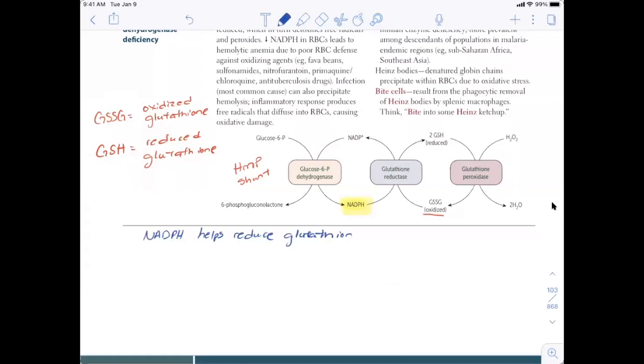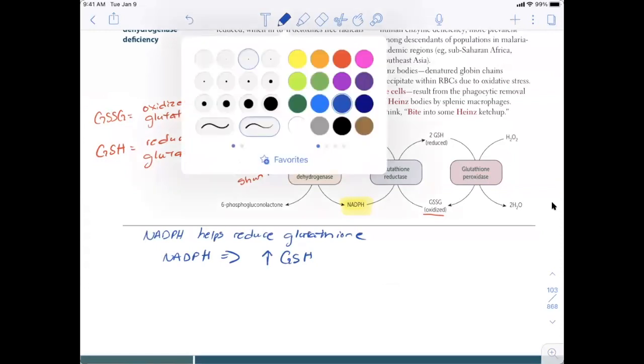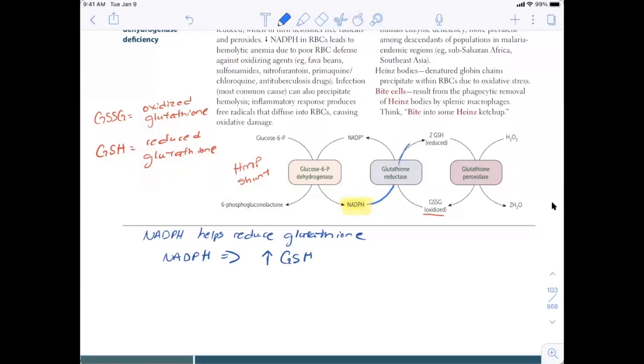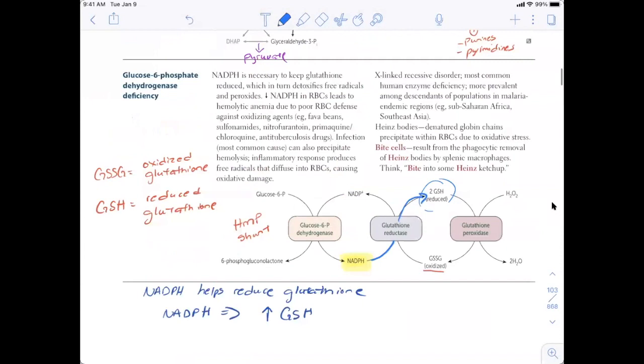Okay, so we can say that if I have NADPH, the end result of that is going to be an increase in GSH. More NADPH means more GSH, because look at the direction of the arrow. When I have NADPH, which way am I going? I am going towards GSH, which is my reduced glutathione. Okay. So what's the fuss about reduced glutathione?